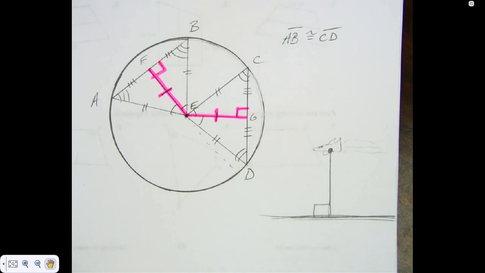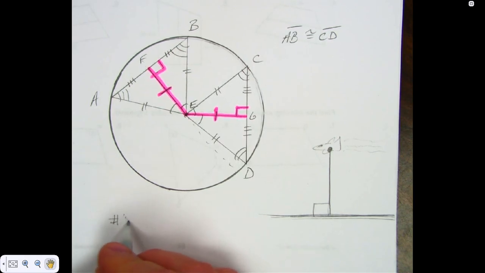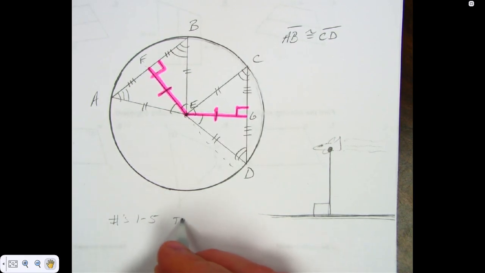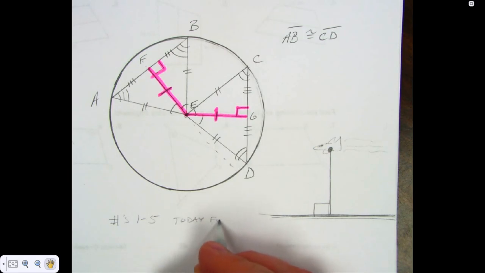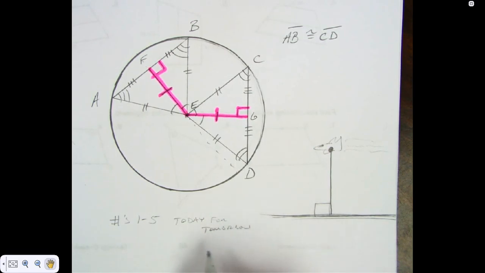I would like you to start by doing numbers 1 through 5 today. We will discuss those tomorrow.